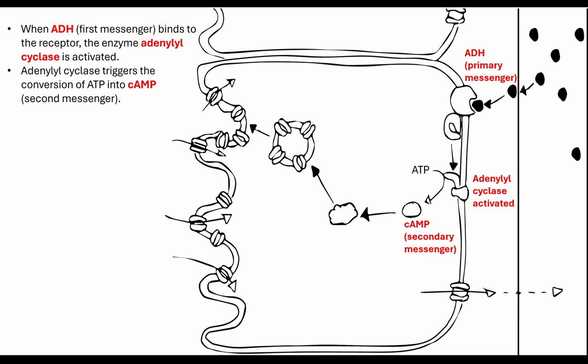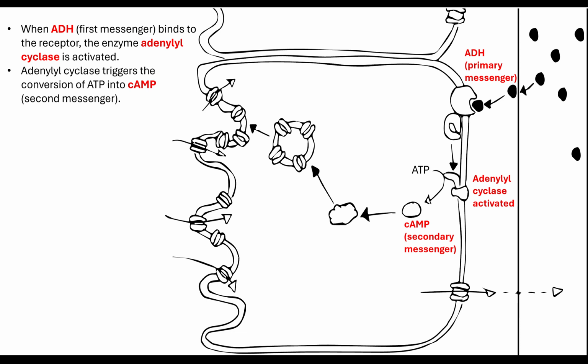So ATP is adenosine triphosphate. Cyclic AMP is cyclic adenosine monophosphate. So we still have our adenine, we have our ribose sugar, but this time we only have one phosphate attached, which is why it's called cyclic AMP. It's adenosine monophosphate. Now this is a secondary messenger.